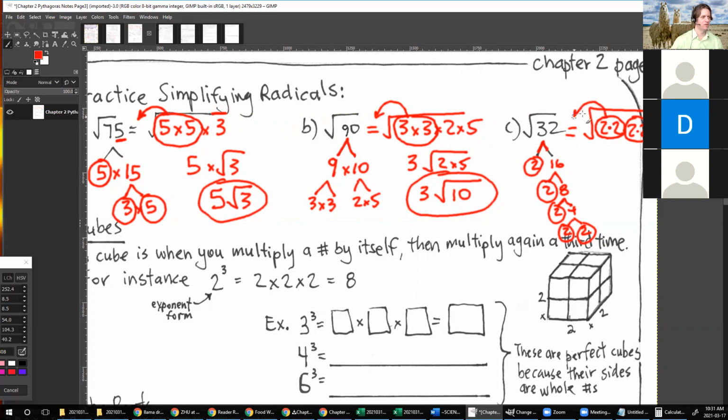So again, I'm going to pull this 2 out, and this 2 out. When I pull this pair out, it just becomes a 2. When I pull this pair out, it just becomes a 2. And I've still got a square root of 2. He can't come out, he doesn't have a pair yet. 2 times 2 is 4, square root of 2.